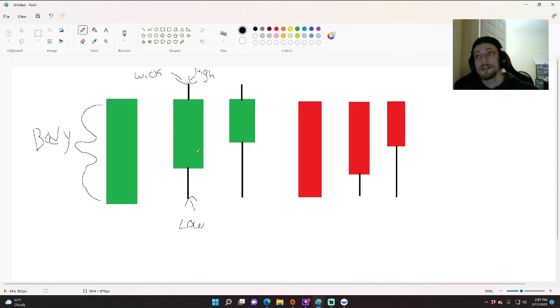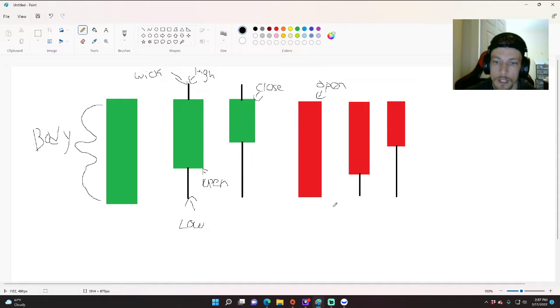Now, depending on the candle will depend on where the open and close is. Typically, for a bullish candle, the open will be at the bottom, and the close will be right here at the top. And then vice versa, obviously, for the bearish candles, right here will be the open and right here will be the close. Super simple. You have to know this stuff if you ever want to be a profitable trader and you want to understand what is actually going on in these markets. You've got to know how to read the candles.